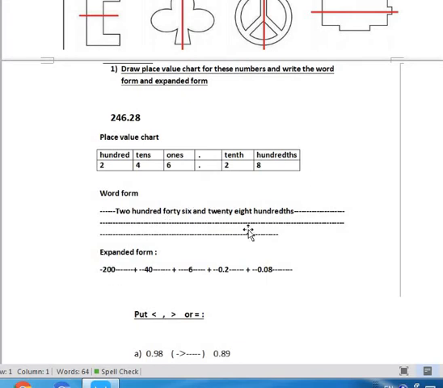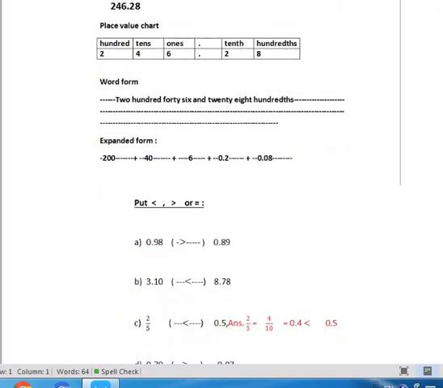So after writing it, I will write the expanded form. Here I have 200, so I'm going to write 200 with 2 zeros, plus 40, 4 and 0, plus 6, plus 0.2. Consider that all the numbers before the 2 are zeros. So 0.2, then for the hundredths, 0.08. Okay, so this is how to write my decimals.